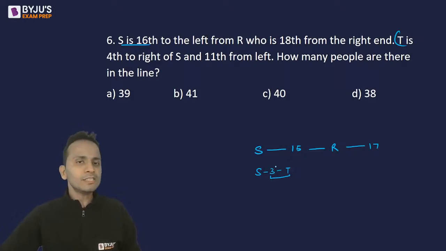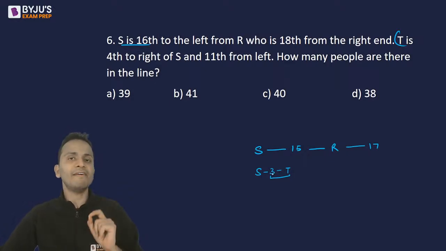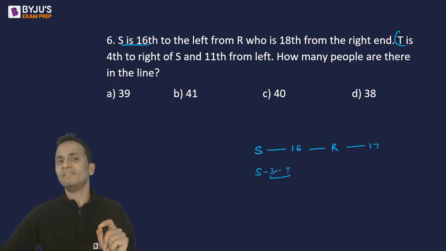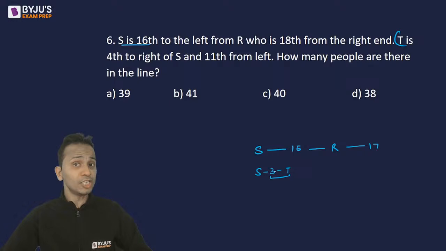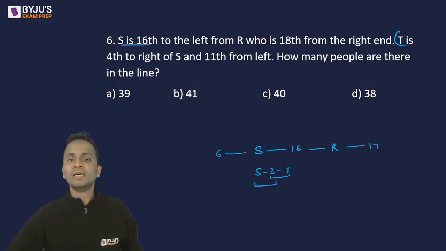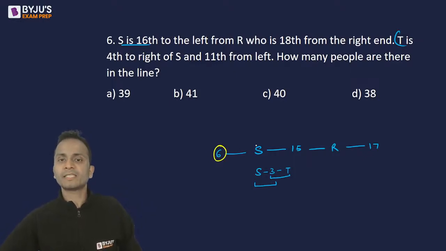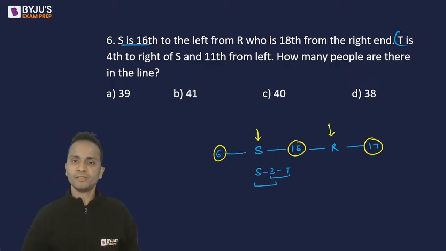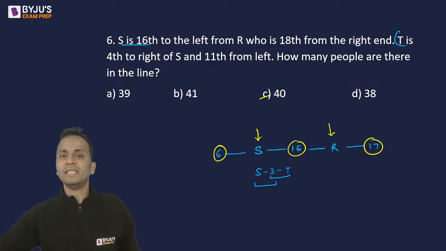Okay. Now T is 4th to the right of S and 11th from the left. T is 11th from the left. अगर T left से 11th है तो T के left में 10 people होने चाहिए total. Okay. These are 4 people including S. So other than these 4 people, there should be 6 more. That means there should be 6 people sitting to the left of S. Right? Now you can count the total number of people. 6 and 15, 21 plus 17, 38. This is 39 and this is 40. So there are a total of 40 people in this line.